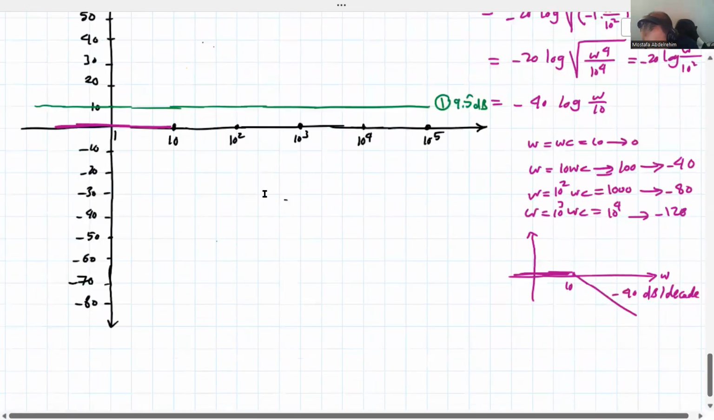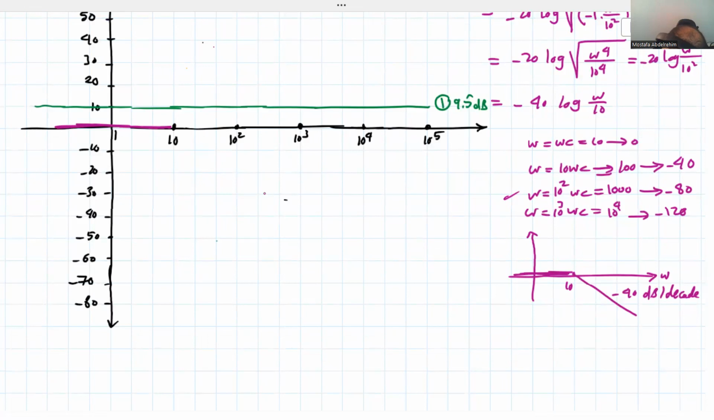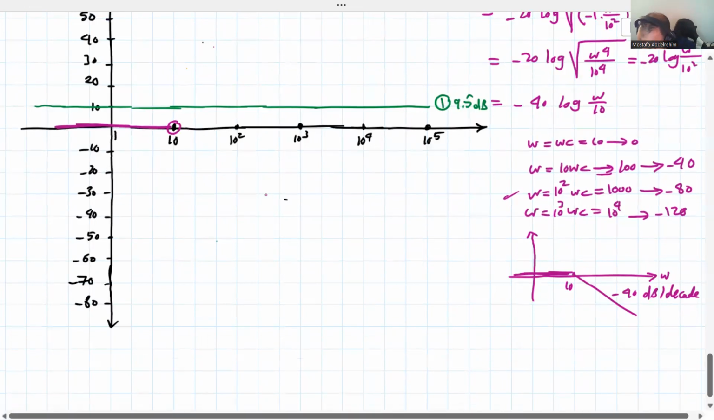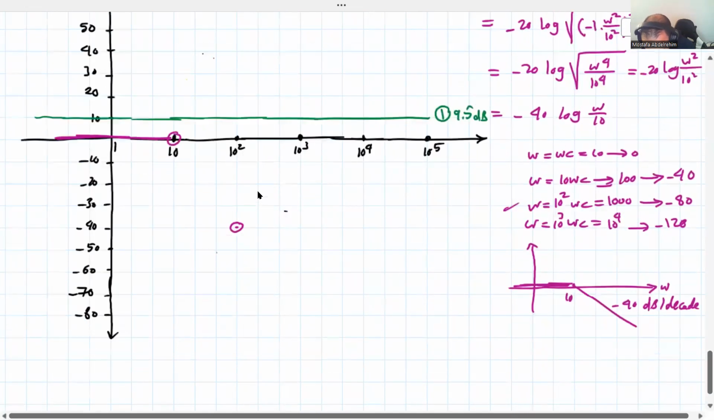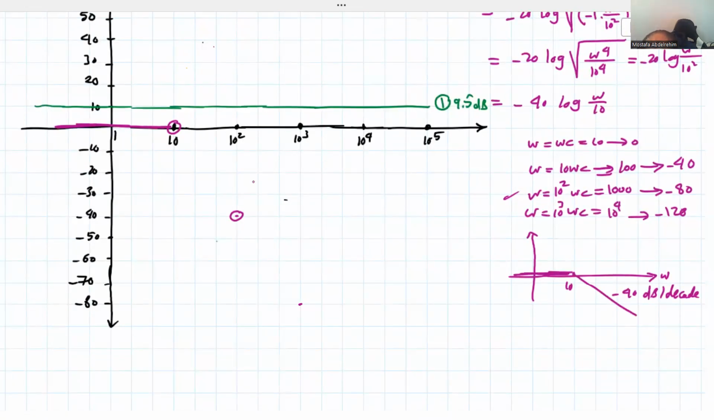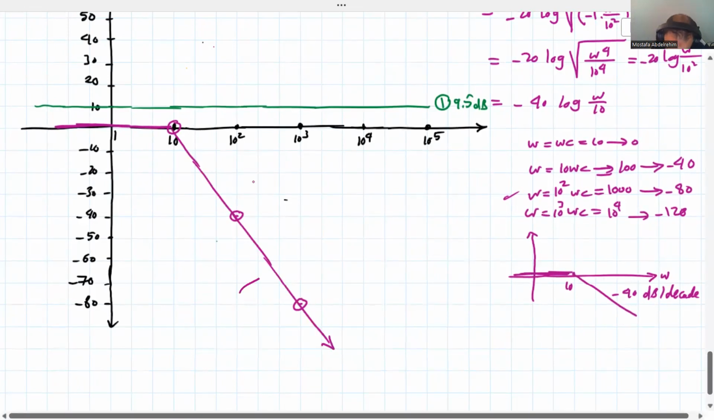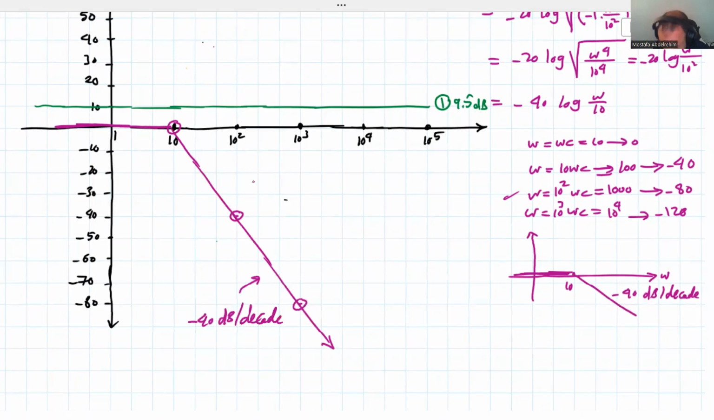Then after 10, we have that. When omega is equal to 10, we have 0. Omega equal to 100, we have minus 40. There you go. Omega equal to 1000, we have minus 80. That's 1000, and that's minus 80. We can stop at that because it's going to be a lot. And that's here minus 40 decibels per decade. That's the slope. Each decade, like from 1 to 10, from 10 to 100, that's a decade, the value changes by minus 40.